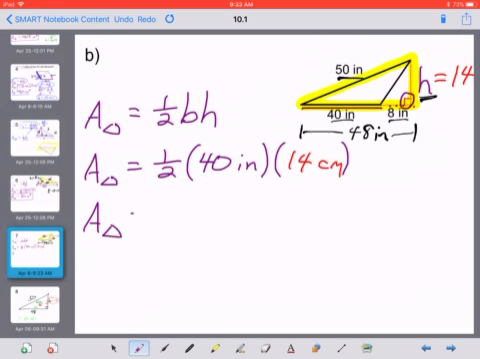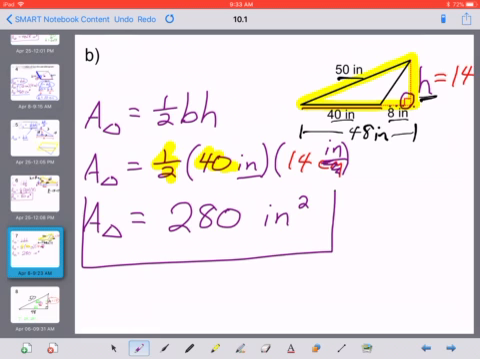So area of a triangle is equal to, and again, I'm just going to go in order. The 1/2 right here gets multiplied by the 40 to make a 20, and the 20 times the 14 is going to get us 280, and that was a mistake right here. That wasn't centimeters, that should have been in inches, and then inches times inches is going to get us square inches for the area of that particular triangle there in black.